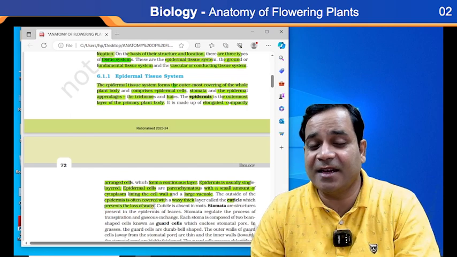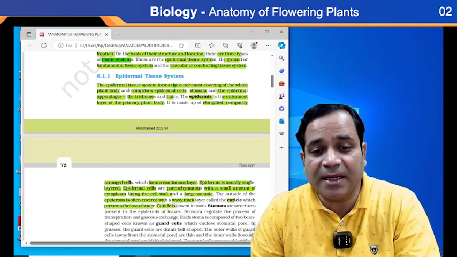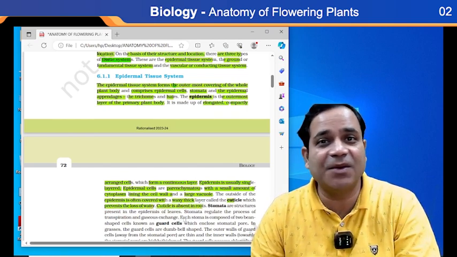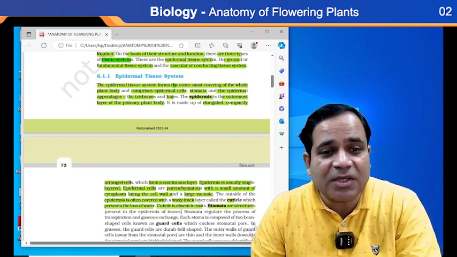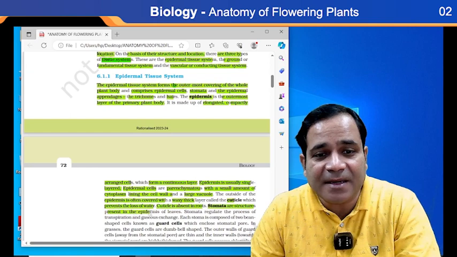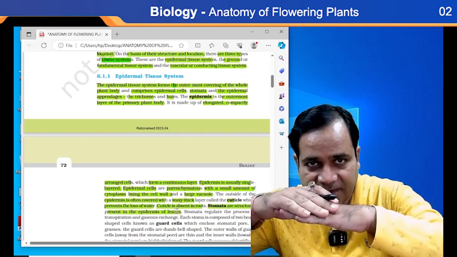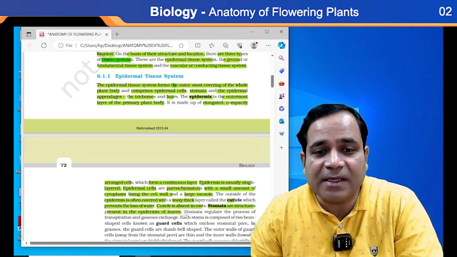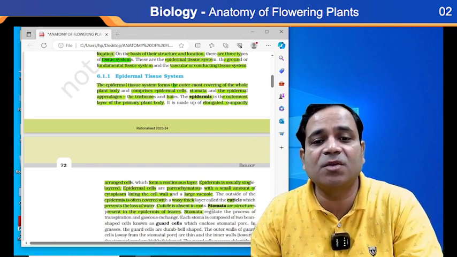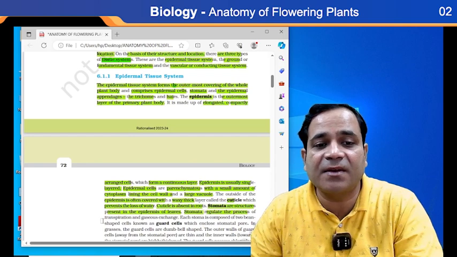But my dear, that is very, very important to know. Cuticle is absent in roots. Cuticle is not present in the root, my dear. Stomata are the structures present in the what? Epidermis of leaves. Stomata are present in the epidermis, the lower layer of the leaves. What is the main function of stomata? Stomata regulate the process of transpiration.